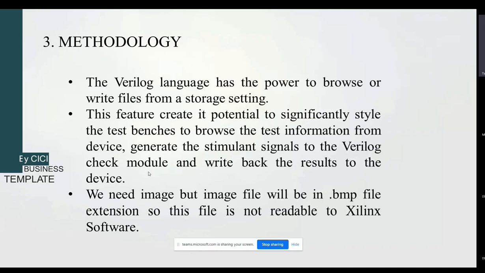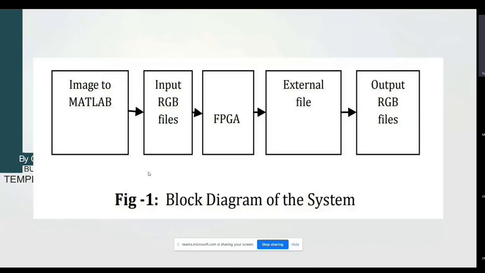We need an image, but the image file will be a .bmp file. The extension of this file is not supported by the Xilinx software. So this is the block diagram of the system. In that, the image is taken by MATLAB and then it is converted into RGB files. Then it is given to the FPGA, and the output is obtained by using the RGB files.